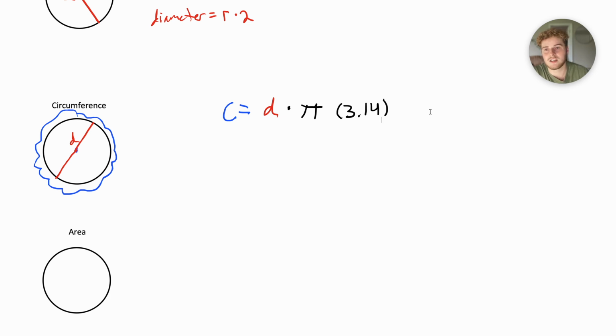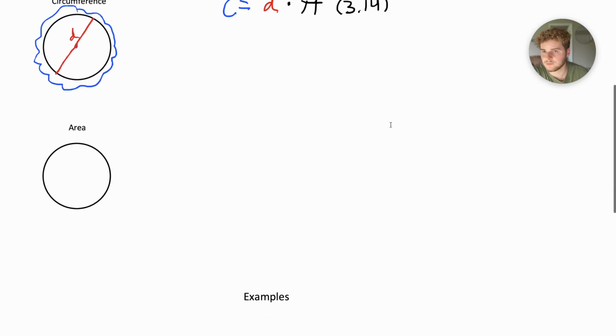But all that aside, all you need to do to find the circumference, you can think of it as the perimeter of a circle, is take the diameter, which will probably be given to you or you'll find, and multiply it by pi, which if you don't have the pi button, you can just substitute with 3.14. So beyond that, you shouldn't need to know too much more when it comes to circumference.